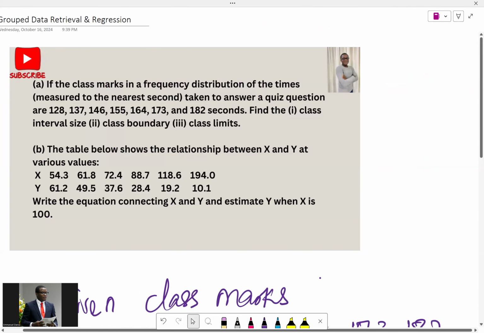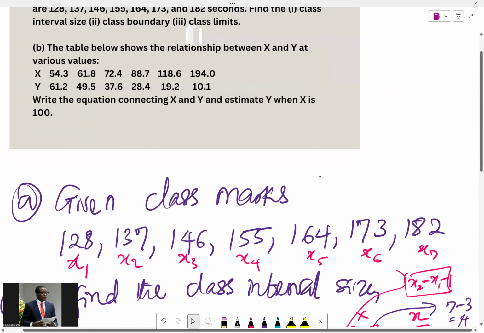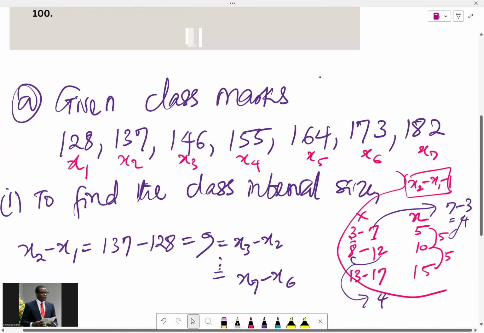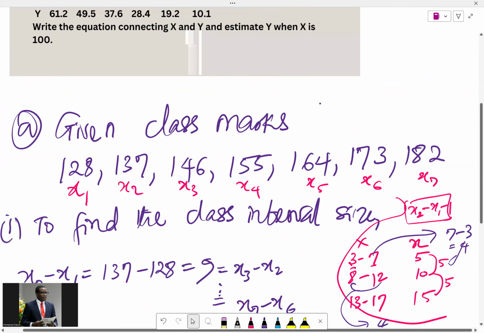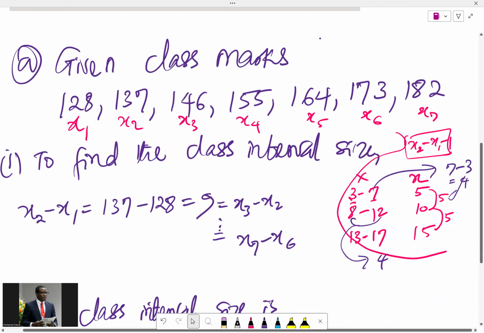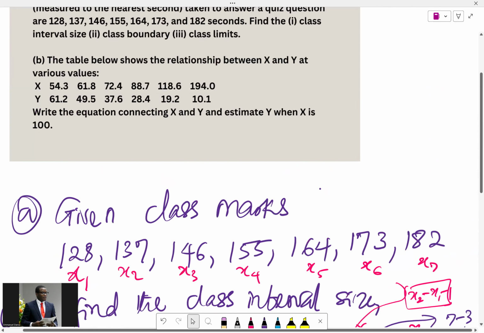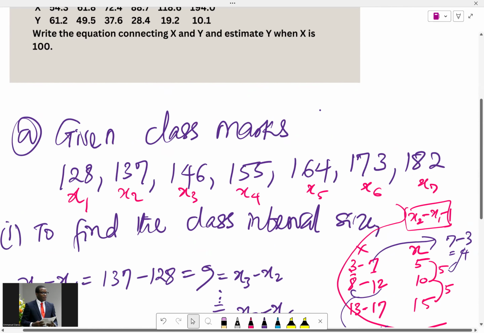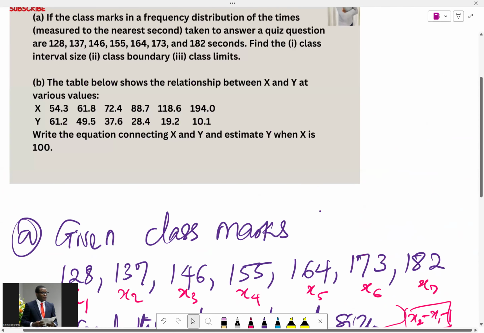Now we have found the class interval size, which is 8, though the difference between the class marks is 9. So the difference between the class marks minus 1 gives you the class interval size. If you ask me, that's what I think. Maybe it may be differently explained in another context, but to my mind, that is what it should be, especially following questions we had done before.